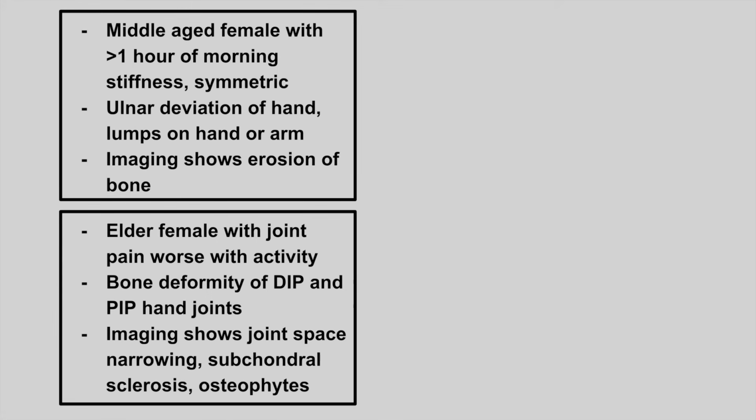Next, we have a middle-aged female with over an hour of morning stiffness, symmetric joint pain, ulnar deviation of the hand, lumps on the hand or arm, and imaging shows erosion of the bone. So this is rheumatoid arthritis. This is an autoimmune condition, and the antibodies here are rheumatoid factor and anti-CCP.